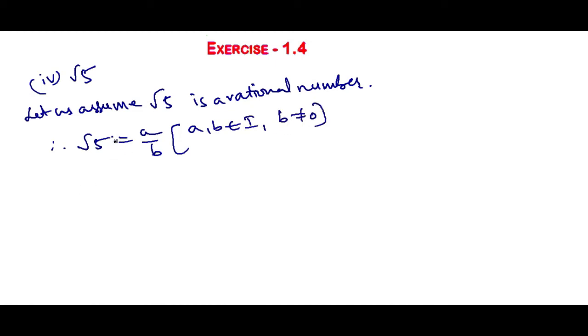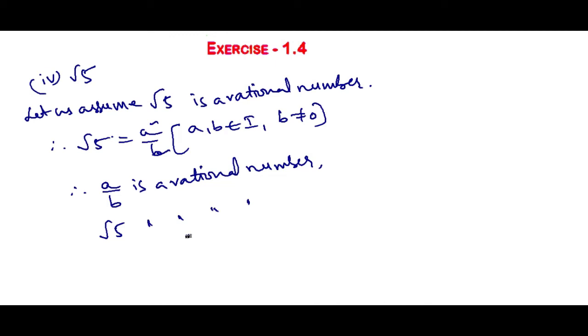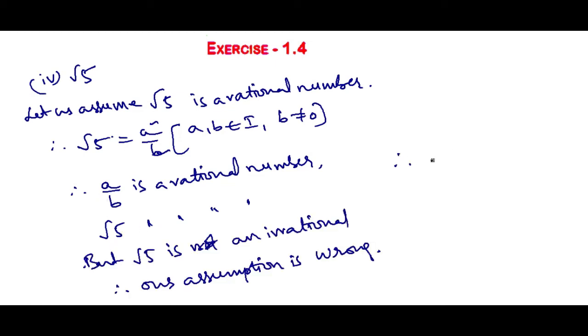So here a and b both are integers, therefore a by b is a rational number. If so, root 5 will become a rational number, but our assumption is wrong because root 5 is not a rational number, it is an irrational number. So if our assumption is wrong, then what will become? Root 5 is an irrational number.